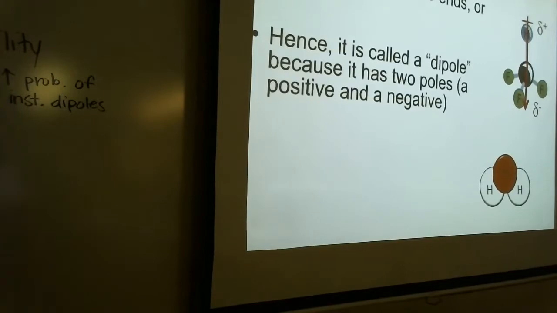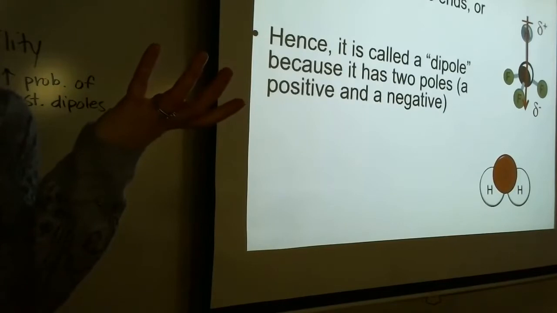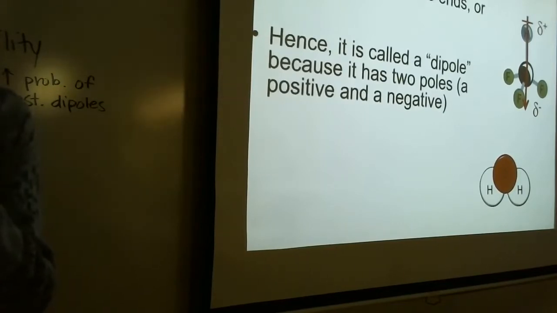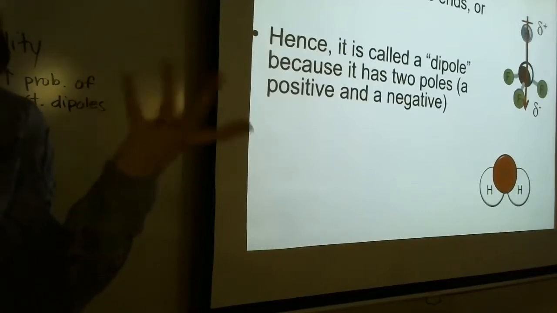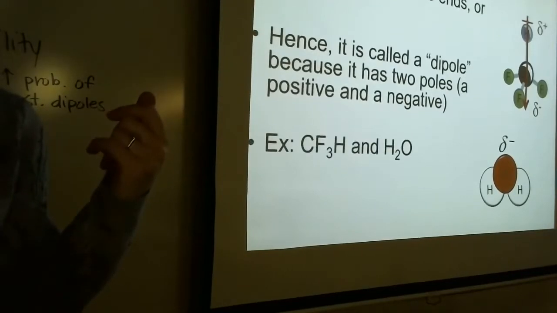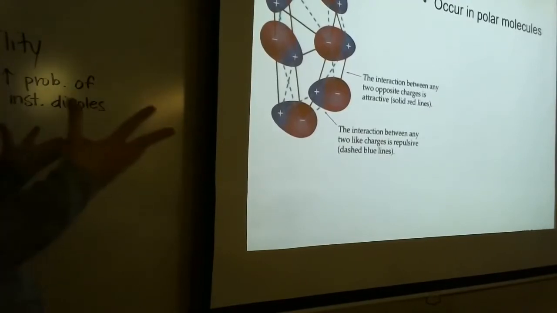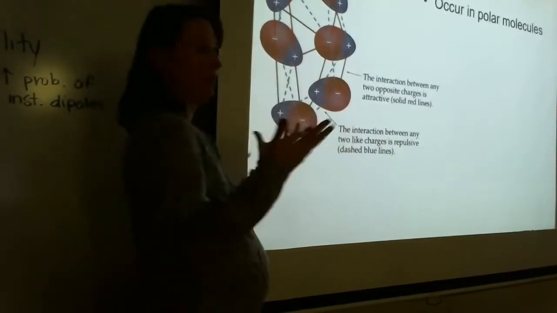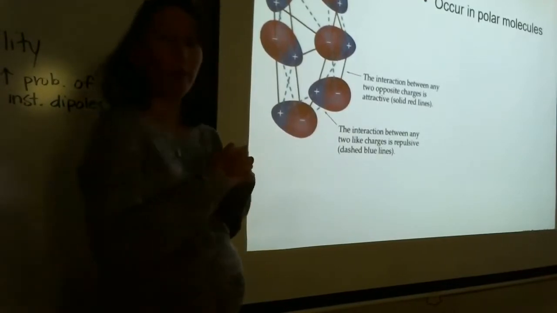Dipole just means two poles. Now, when you put a positive end of a magnet near a negative end, what happens? They stick to each other, right? And so we can think of dipoles as just little tiny magnets. That's how they behave. They just behave like little tiny magnets. So any polar molecule, doesn't matter what polar molecule it is, any polar molecule is going to have dipole-dipole forces.